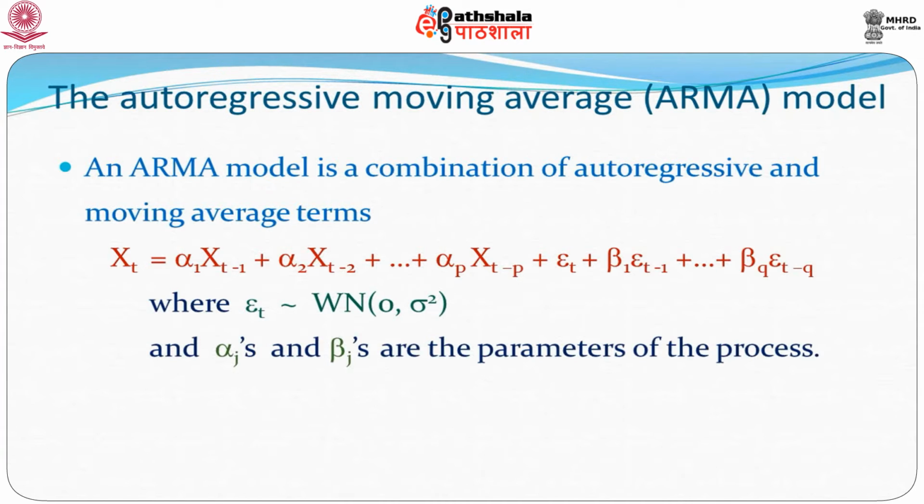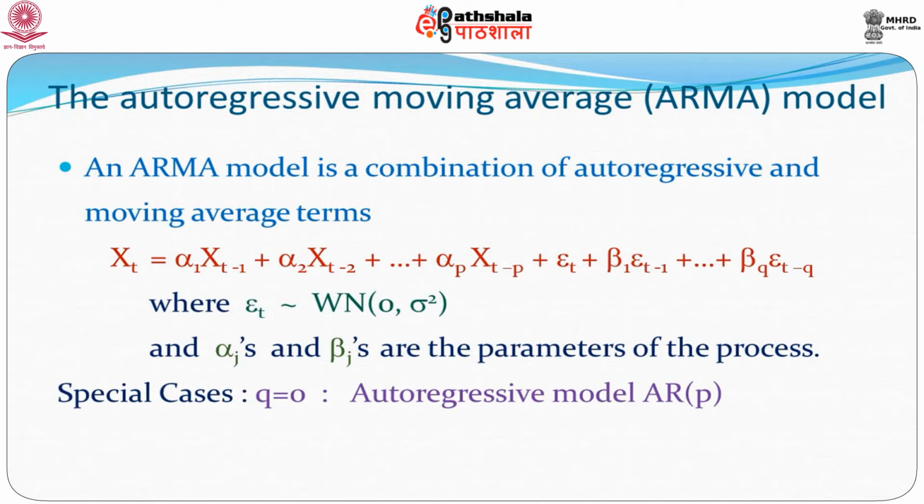We have two special cases here. The first of the special cases is that q is equal to 0. Then obviously, the innovation part is not there, and we have an autoregressive model of order p. Of course, epsilon_t stays and it acts as the error in the model. On the other hand, we can have p equal to 0, in which case you just have the innovations and we will end up with a qth order moving average process.